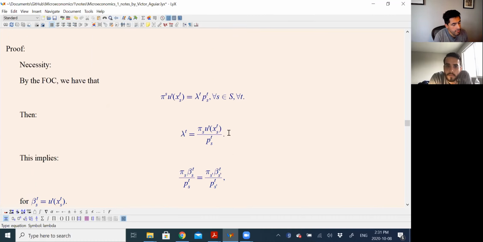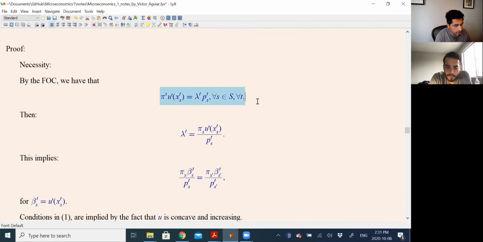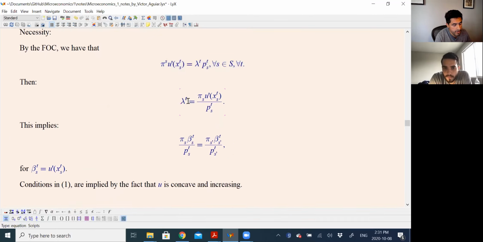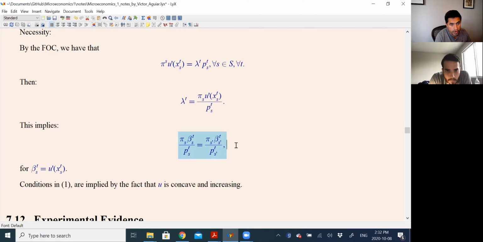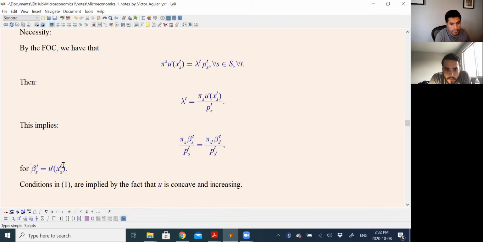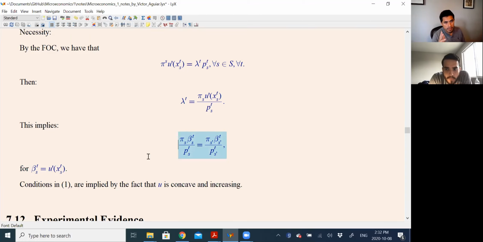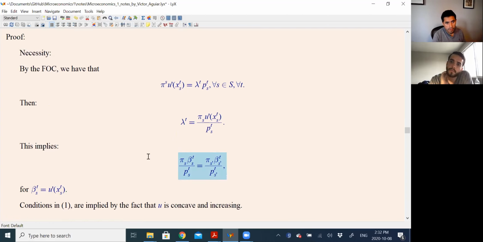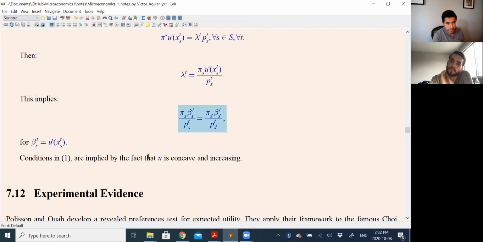And the proof basically follows from the first order conditions. We derive the following first order condition as before. Then we solve for lambda t. And then this implies, because lambda t doesn't depend on the state, you can equate these different lambdas and we obtain the condition before, okay? And this beta is just the marginal utility of x_t for observation t. So it turns out that just by testing this system of equalities with numbers beta S, so you're just solving for betas, you can test whether a data set is compatible with expected utility maximization.